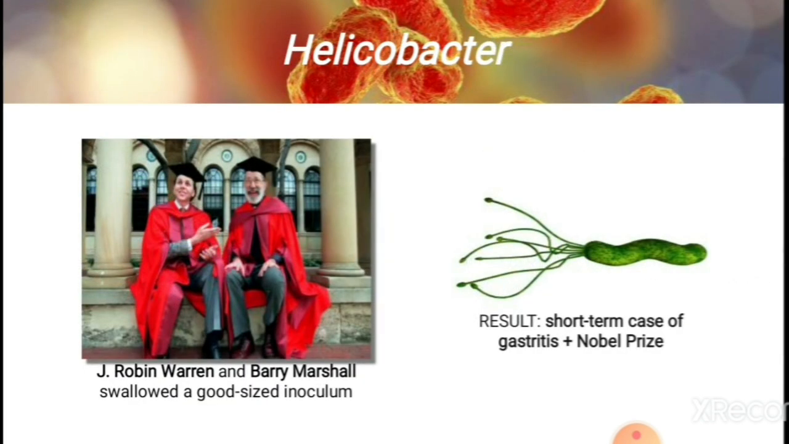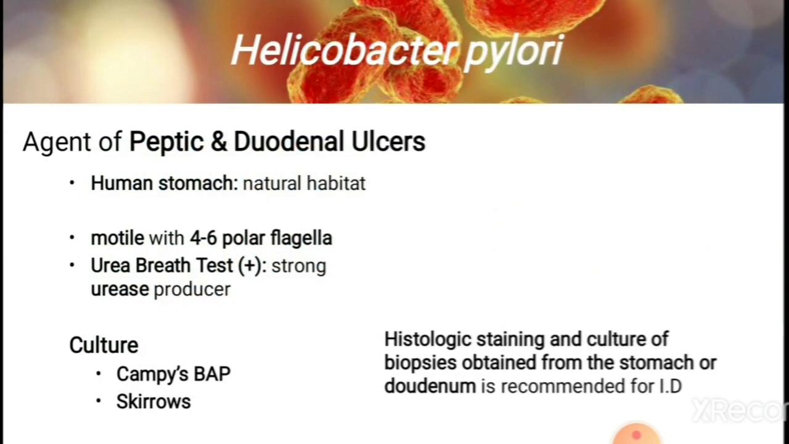Next, we also have our Helicobacter. Sir J. Robin Warren and Sir Barry Marshall swallowed a good-sized inoculum in order to prove that Helicobacter pylori exists. They won a Nobel Prize for this. The result was a short-term case of gastritis. The most common isolate is Helicobacter pylori. It is the agent of peptic and duodenal ulcers.